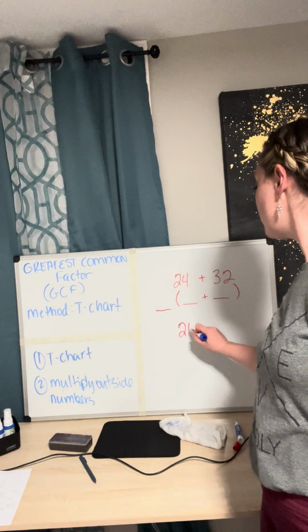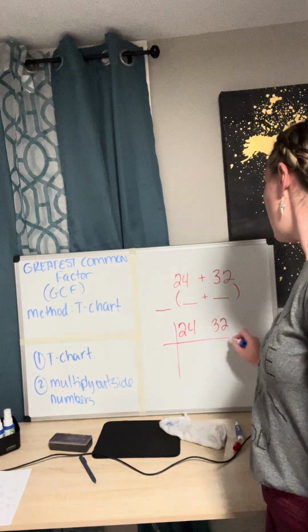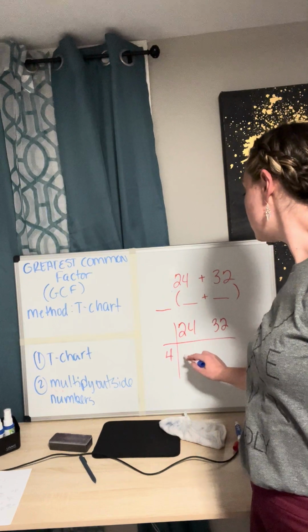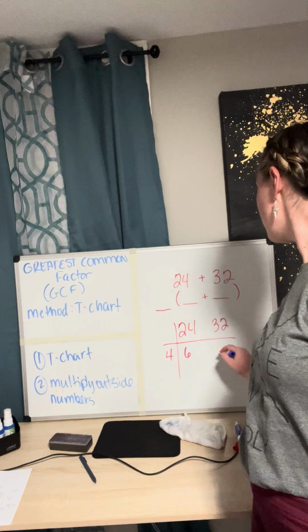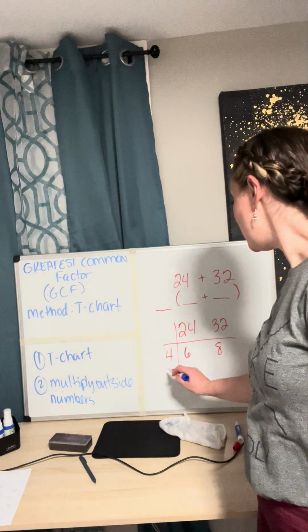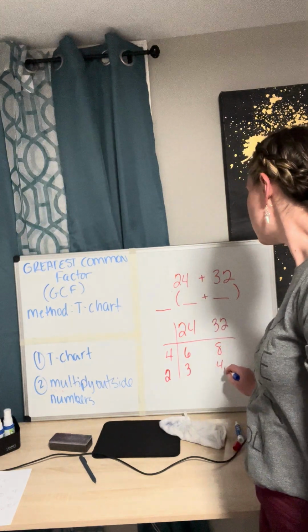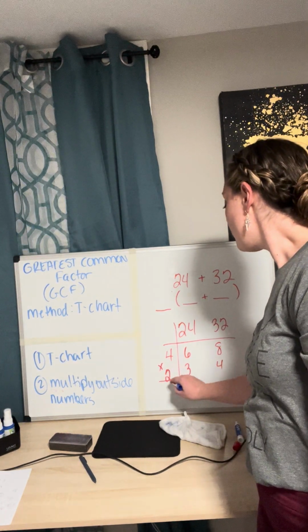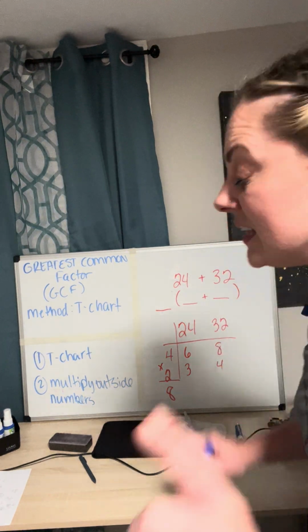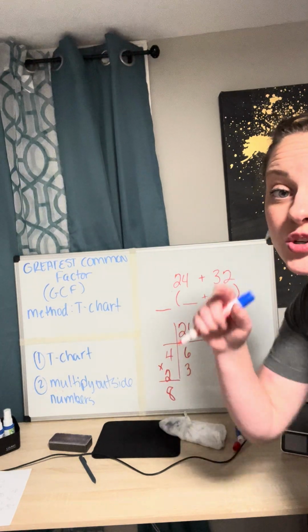What I would do is I would create a T-chart, 24 and 32. I'm going to take out a 4 this time. 4 times 6 is 24, and 4 times 8 is 32. I'm not done. 6 and 8, I can take out a 2. 2 times 3 is 6, and 2 times 4 is 8. I'm done. 4 times 2 is 8, right? Okay, now, in this situation, you could rewrite this in 2 ways, unless I told you to write out the GCF.